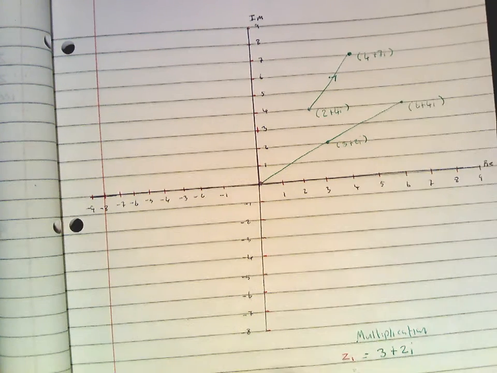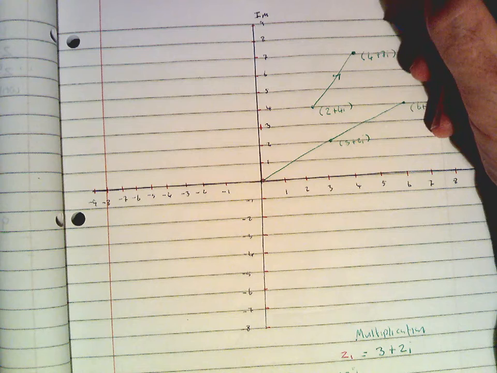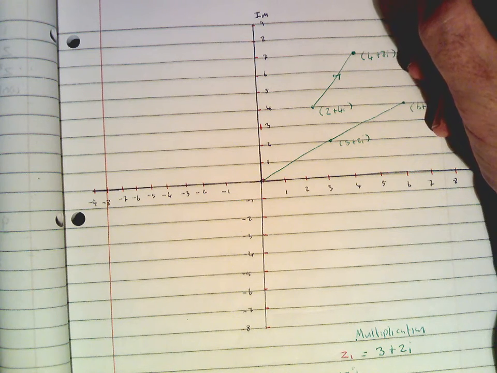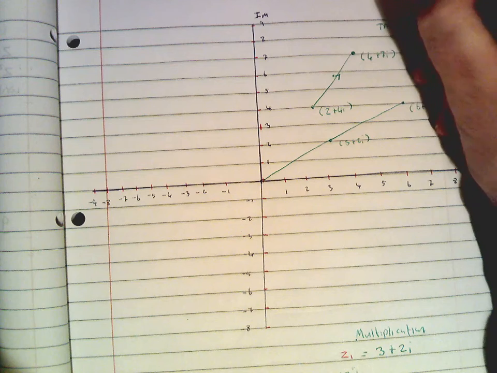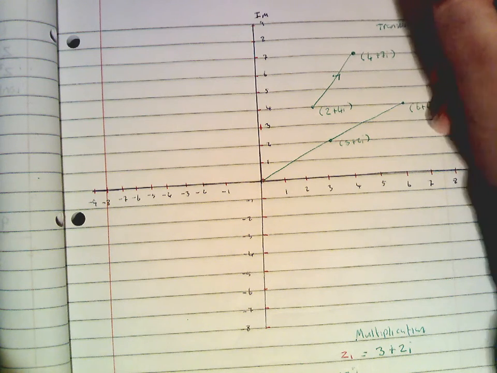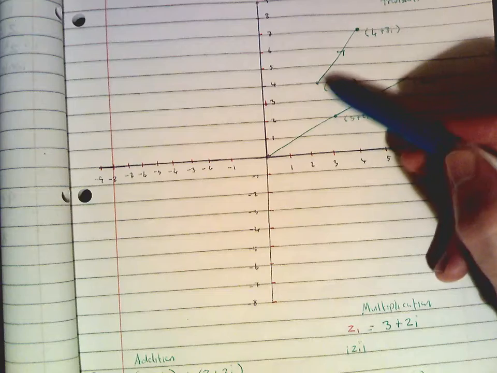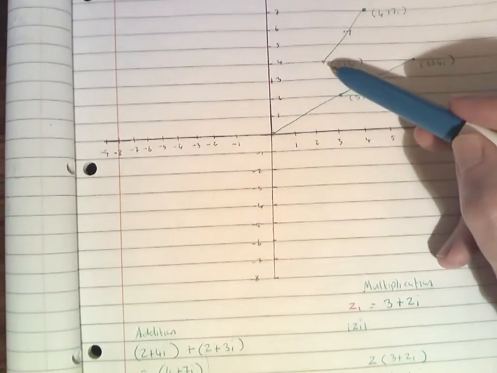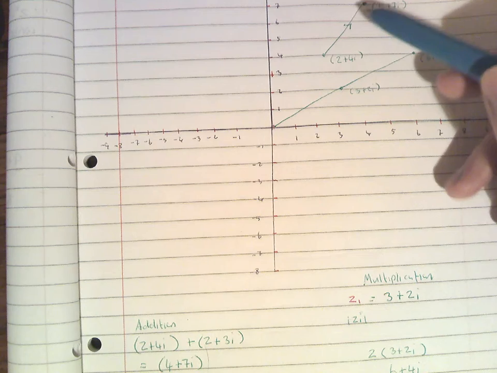So this thing here is called a translation. That's just the term that we use to describe this. When we add complex numbers, this is what happens.